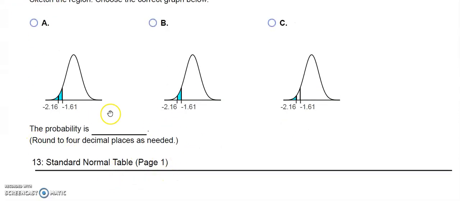And to find the probability, you would have to look at the corresponding value for z-score negative 1.61, the number corresponding to this z-score, and then the number corresponding to the other z-score, and their difference would give you this shaded area.